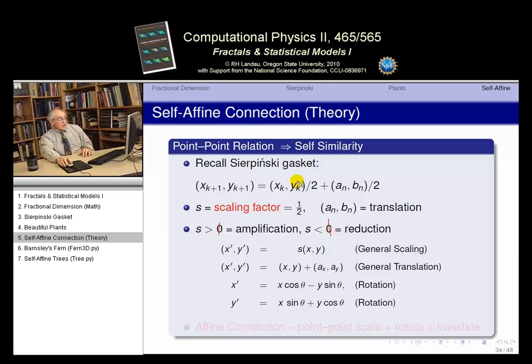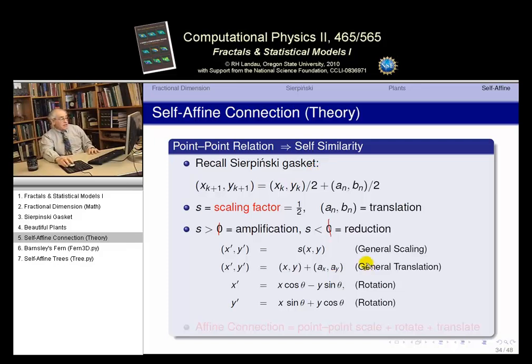So here, as you see, we have a scaling factor which is a half, and the triangles kept getting smaller and smaller each time we multiplied through. Okay. So this is the general scaling, x prime, some value times x and y. We can also have a translation added in, as we have here for the Sierpinski gasket.